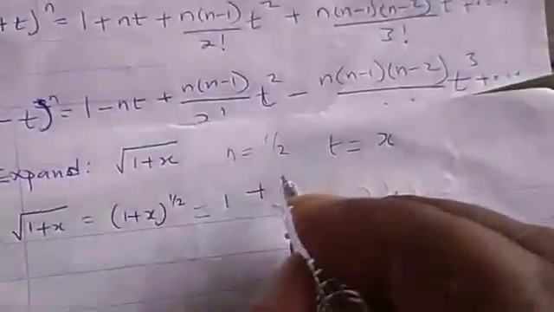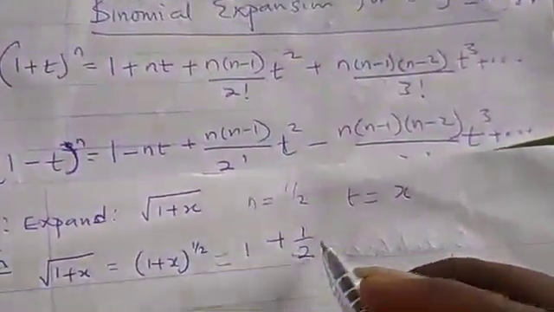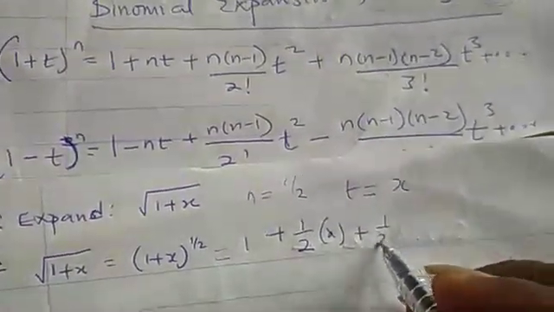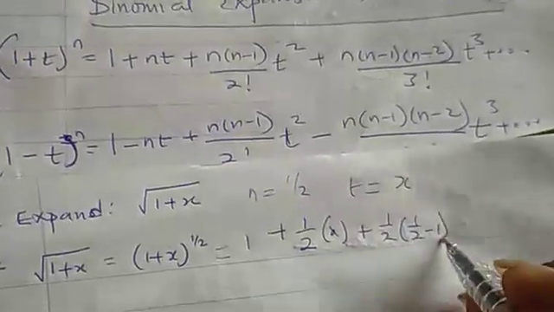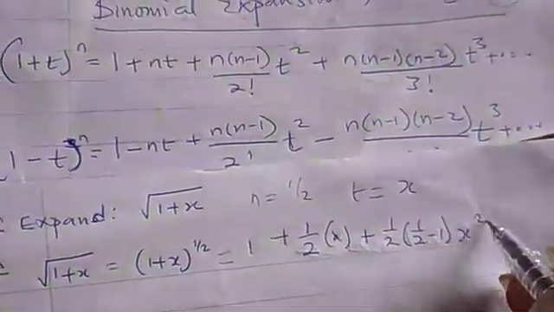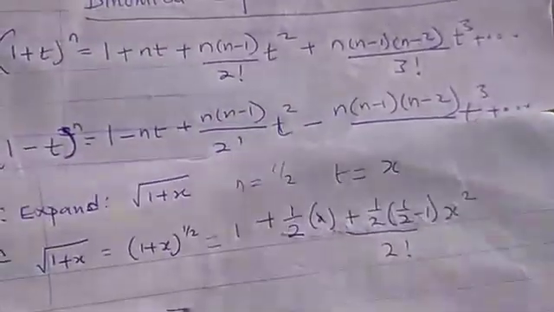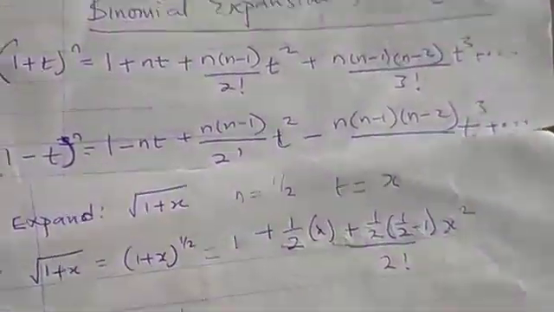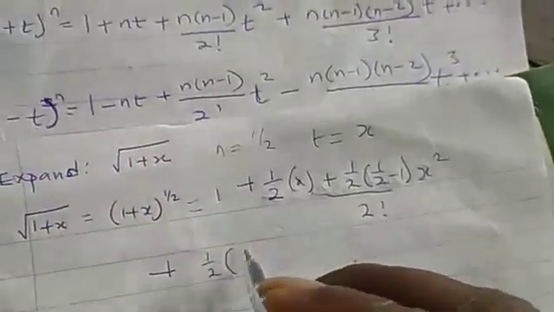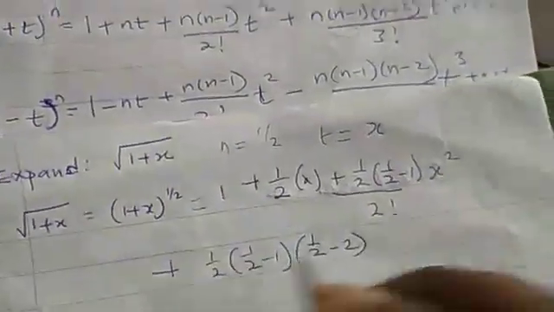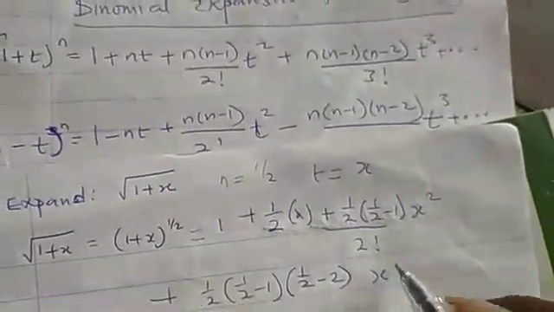plus n. Our n is half, nt, our t is x, plus n into n minus 1, half into half minus 1, t squared, x squared, this is over 2 factorial, plus half into half minus 1. The next one is half minus 2. T cubed, that will be x cubed, our t is x, over 3 factorial.